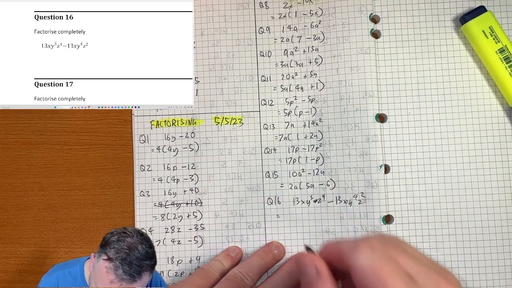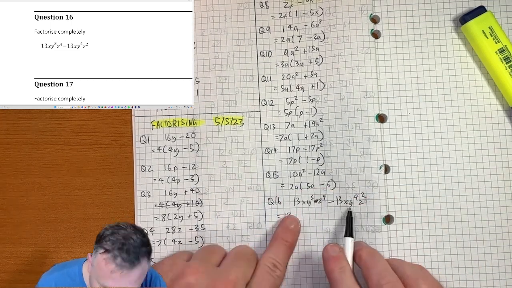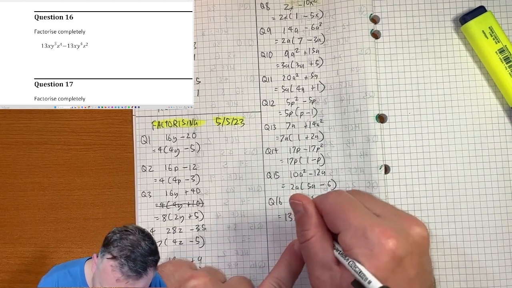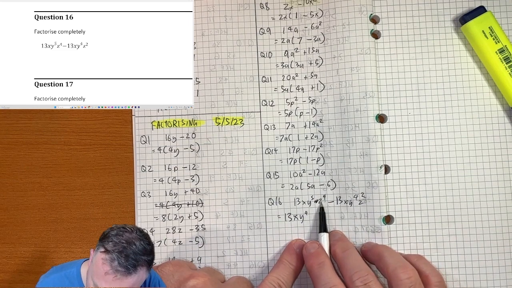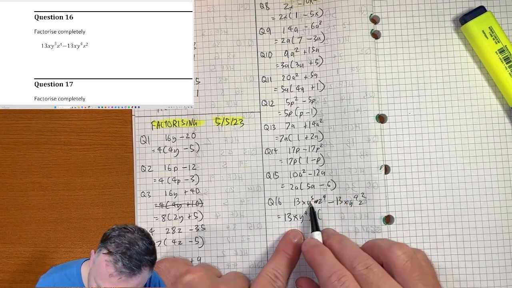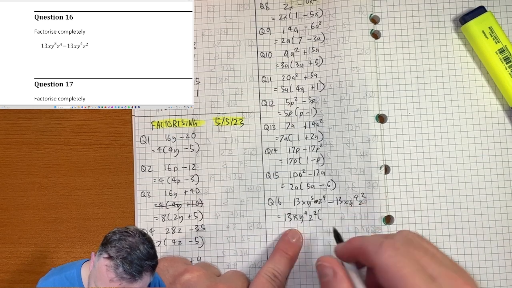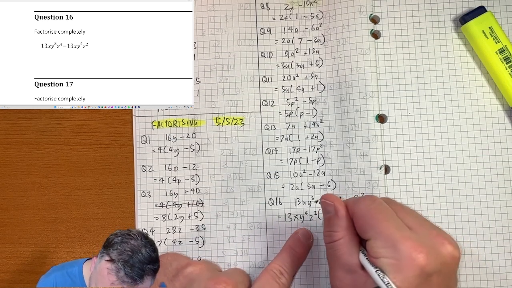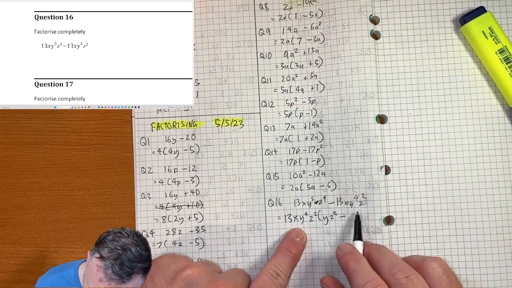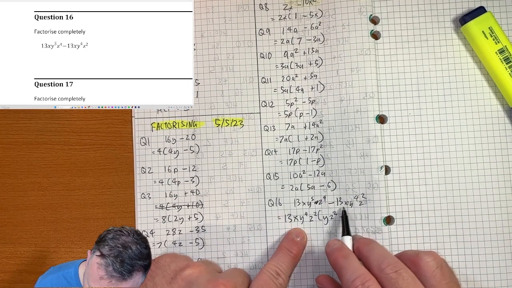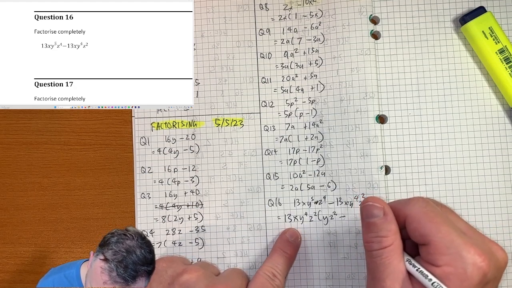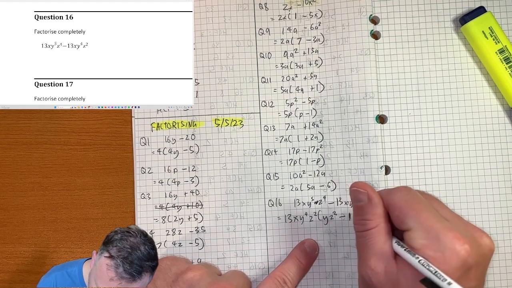So that's going to have a 13 that's in common between both of them. Both have an x. Both have a y to the power of 4. And both have a z to the power of 2. That leaves in the first one no x's, one y, and then a z to the power of 2, minus no y, no x, no z, just 1. So it was just that.